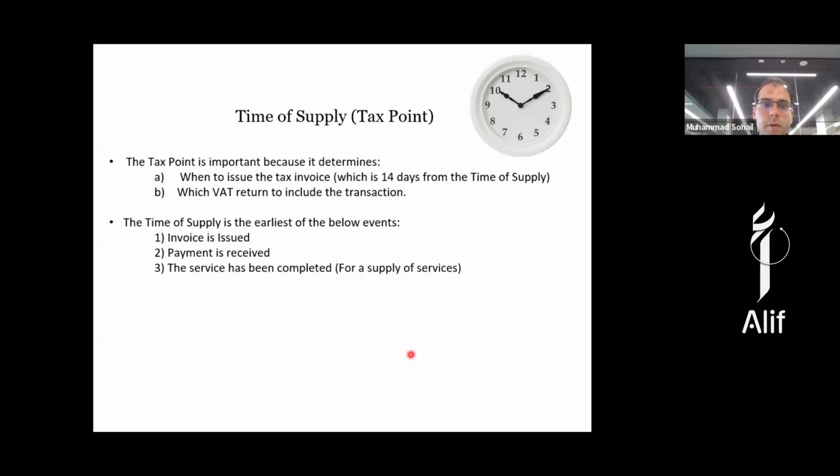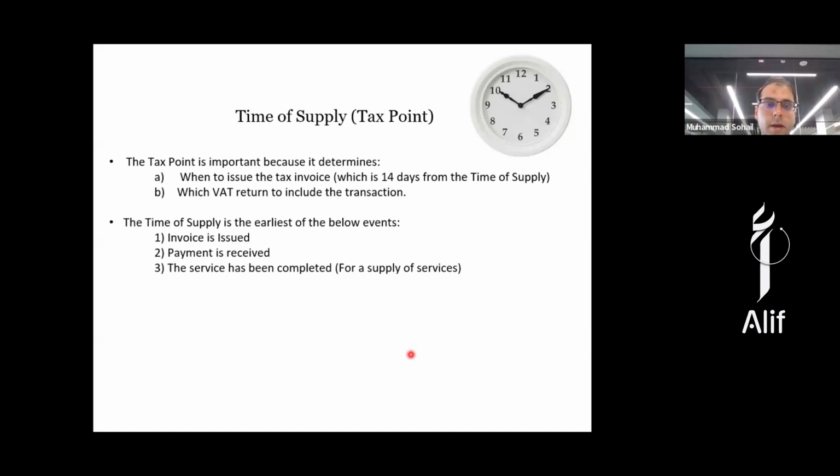For example, you are making the VAT return for the quarter January, February, March, and the transaction falls on 15th of February. This tax point is within the range of January, February, March, so it must be included in that tax return.